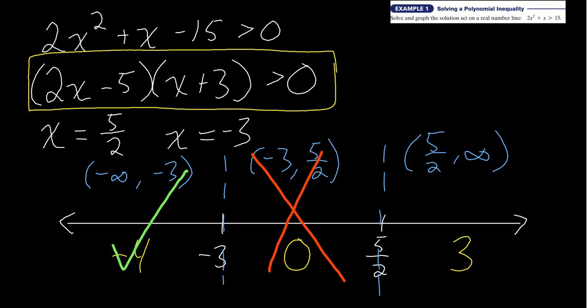Lastly, we have the 3. So if we plug a 3 in here and a 3 in here, all right, 2 times 3 is 6. 6 minus 5, well, that's 1. And again, that is a positive number. 3 plus 3, well, that's a 6, which is a positive number. And so we have a positive times a positive, which gives me a positive number. Okay. And so this interval does work.